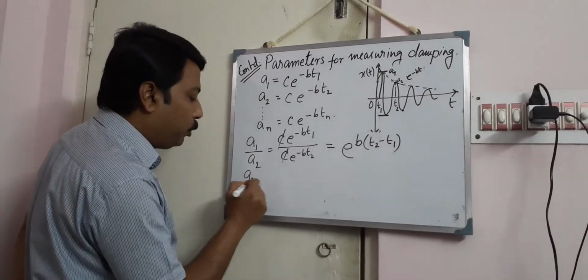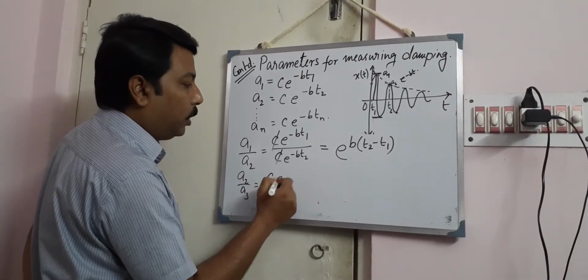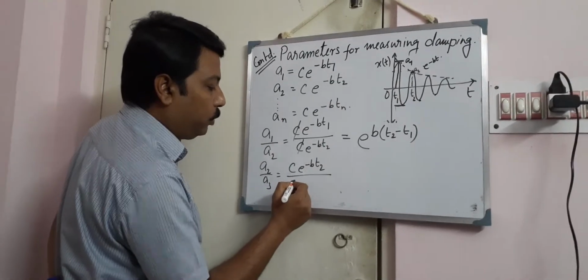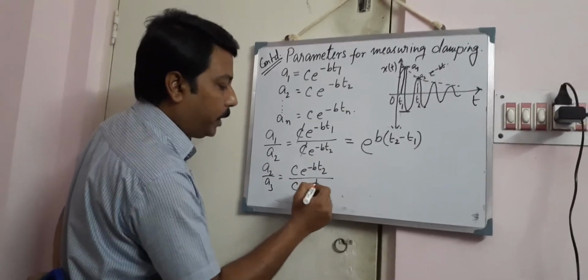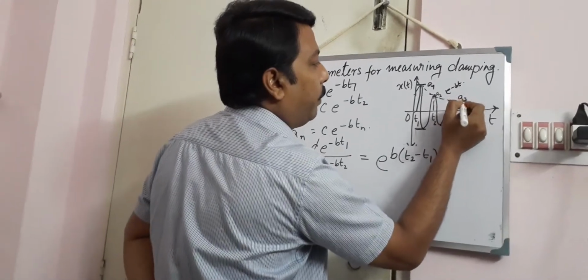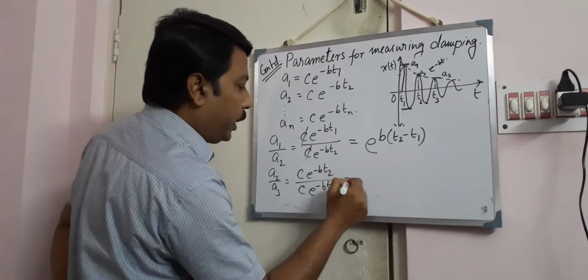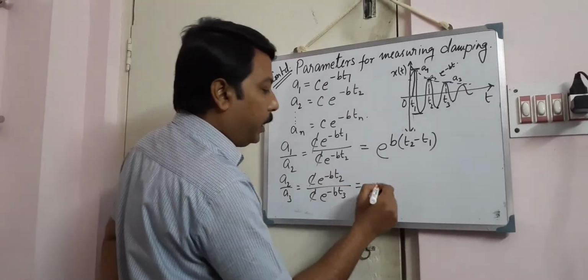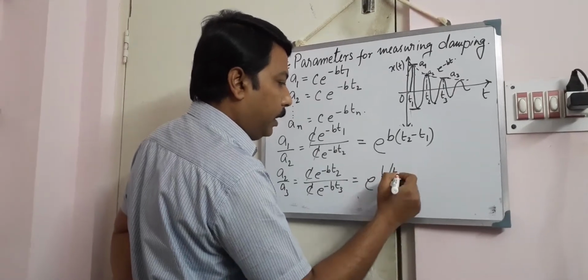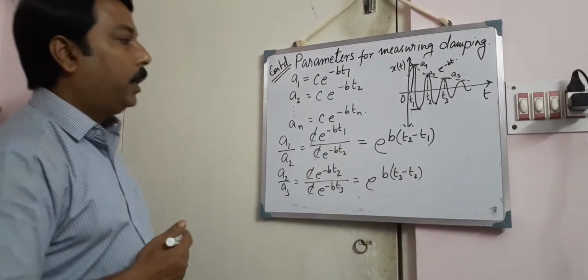Similarly, if I do a2 by a3, it will be c e to the power minus b t2 divided by c e to the power minus b t3, where a3 is this particular amplitude occurring at time t3. So here also, if you divide, it gives you e to the power b into t3 minus t2, and so on.